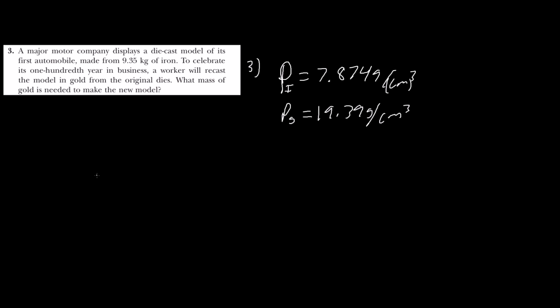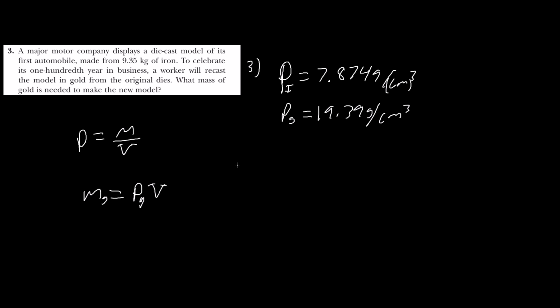Well, first of all, the density, by the formula, is really just the mass over the volume, right? We know this for a fact. So in order to get the mass, we have to multiply the density times whatever specific volume it has, in this case, the volume of the iron. And since the volumes are going to be the same, since we're making the same model, the mass of the gold is going to be the density of the gold times the volume.